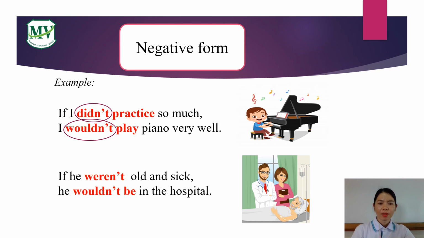Next, if he weren't old and sick, he wouldn't be in the hospital. For the first sentence, we use weren't to create negative form of the verb to be, and we use wouldn't to create negative form for the second sentence. These are the examples of negative form of second conditional.